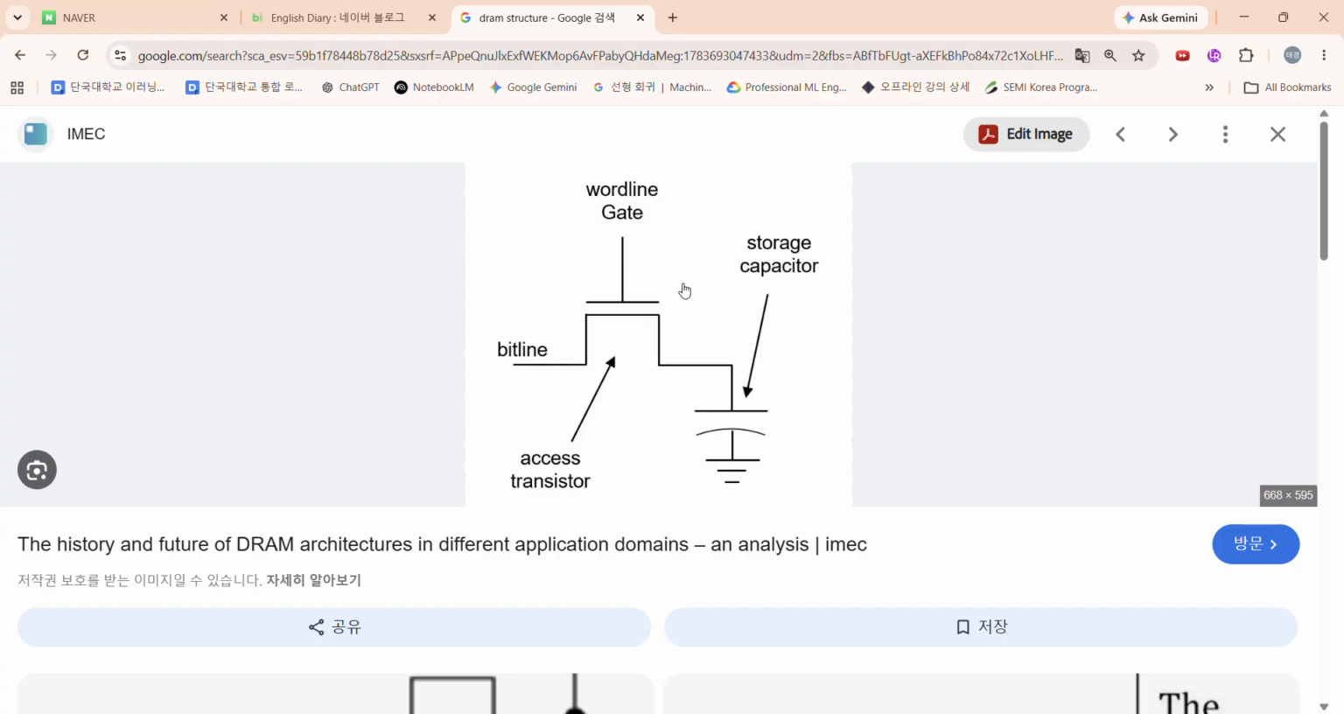The MOSFET is this, a simplified circuit. We usually express a MOSFET in this form, and a capacitor is expressed in this form. DRAM is composed of a gate and a capacitor. A capacitor is a device that stores charges.